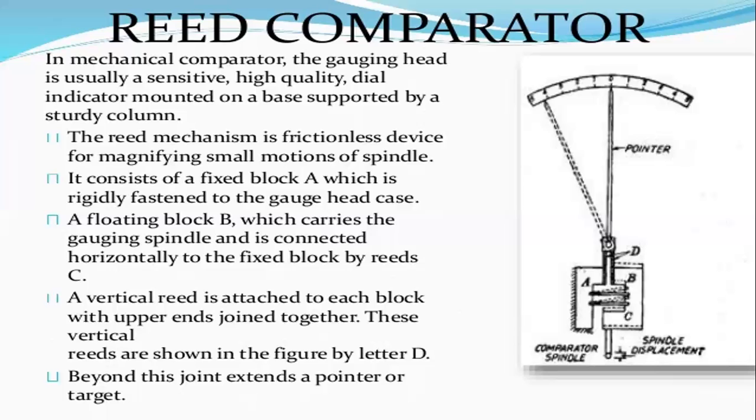So these magnify the small motions of the spindle, and it consists of a fixed block A, which is rigidly fastened to the head case of the gauge, and a floating block B which carries the gauge spindle and is connected horizontally to the fixed block by reeds C. So these are attached by the reeds C.